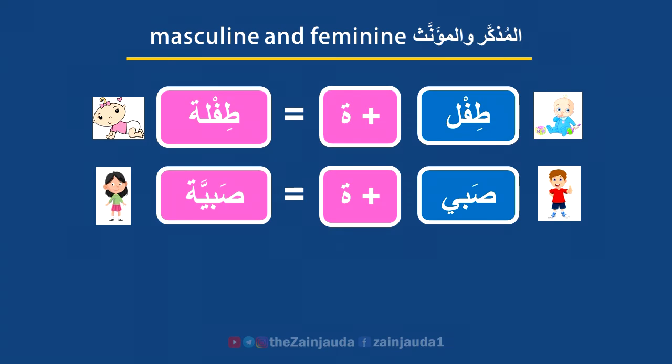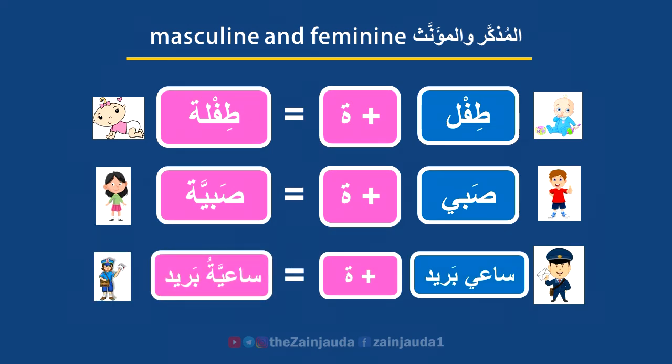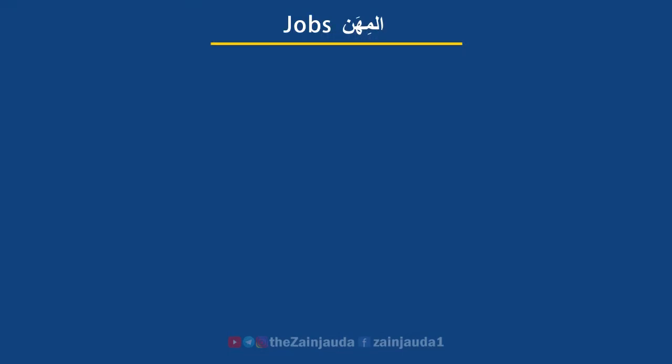صبية. The second note is that when making a feminine word from a masculine one consisting of 2 words, تاء التأنيث المربوطة is added to the first word. For example, ساعي بريد. With the addition of ta, it becomes ساعية بريد. So we add the ta to the first word, ساعية بريد. Now let's have more examples.